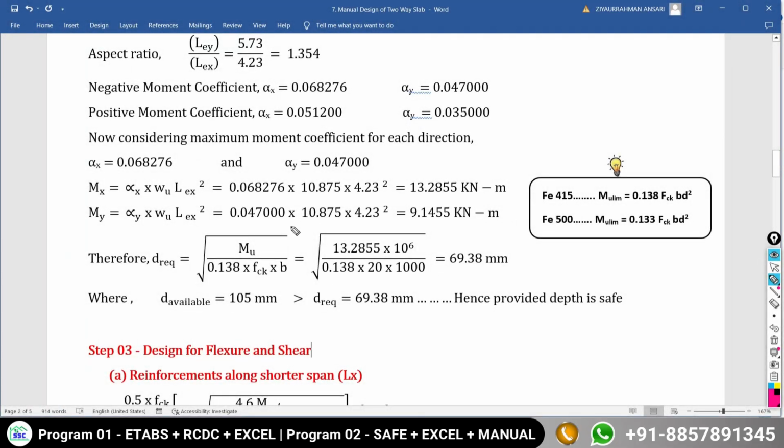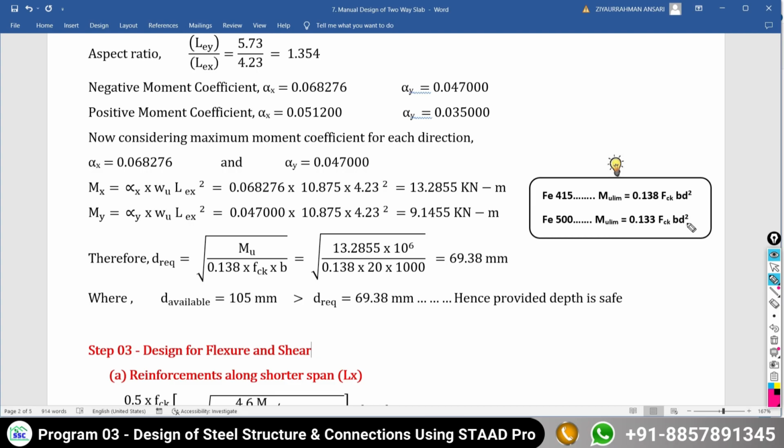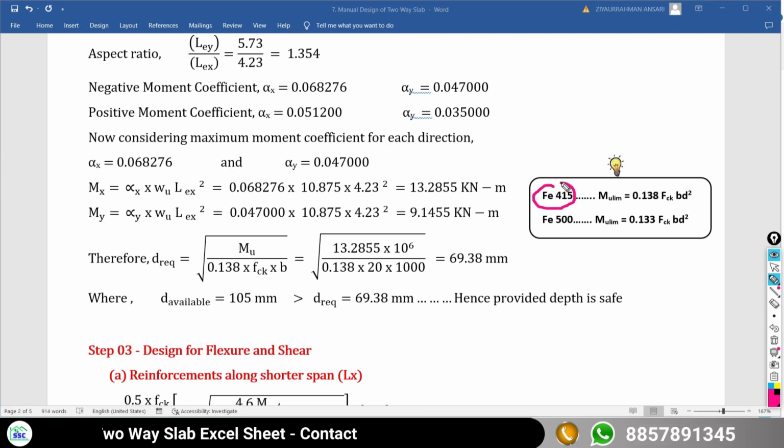Now the formula to calculate the effective depth required for flexure changes in respect of your grade of steel. For Fe415 grade of steel, the limiting moment equals 0.138 fck bd square. If you are using the higher grade of steel, Fe500, the formula changes to 0.133 fck bd square. But in our proposed example, we are using Fe415. That's why the maximum moment will equal 0.138 fck bd square. So our maximum moment is 13.2855.